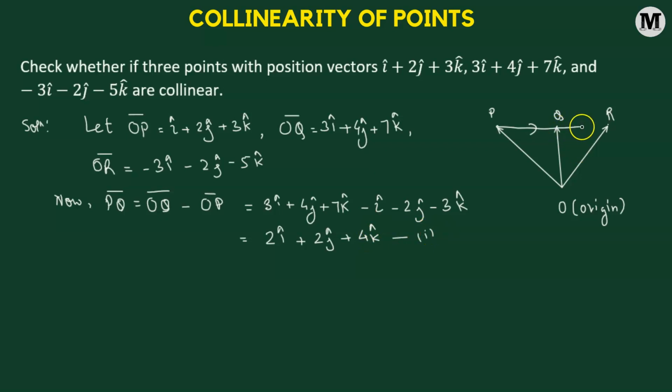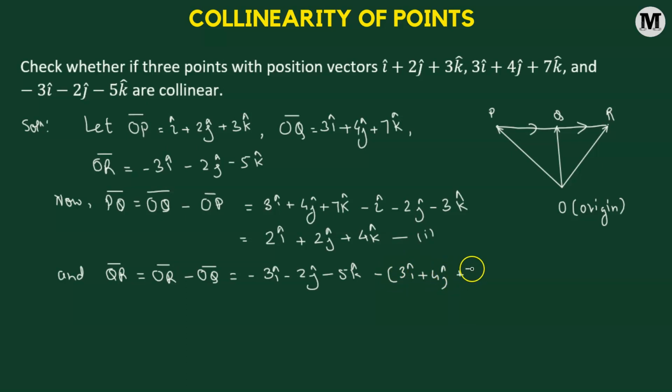Next, what we'll do, we'll join Q and R with the help of a vector going from Q to R, and also try to find out the vector QR. So vector QR is going to be OR vector minus OQ vector. So that is going to be equal to, so we have negative 3 I cap minus 2 J cap minus 5 K cap. And from here, we're going to subtract OQ vector. The OQ vector means we have negative of 3 I cap plus 4 J cap plus 7 K cap. Fine.